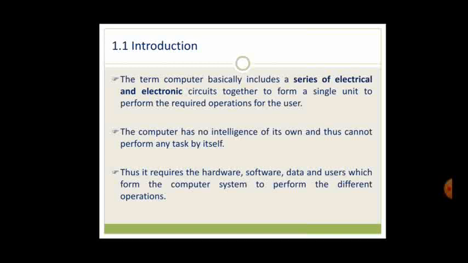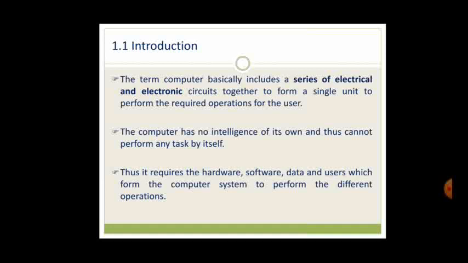The next point is most of the people think that computer does all the work by itself. Most of the people think so, but it is not true. Computer does not do any work on its own because it doesn't have any intelligence of its own, so it cannot perform any task by itself. So the obvious question that arises is, what does a computer require to perform different operations? The computer requires hardware, software, data and users. So these are the requirements for the computer to perform any operations.